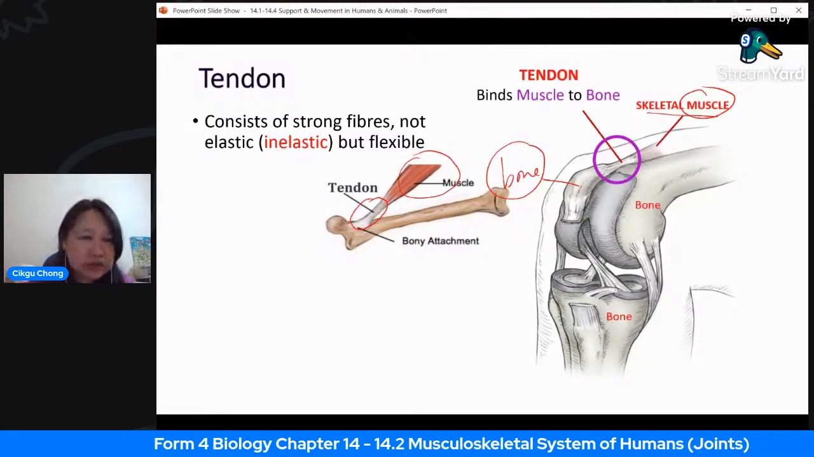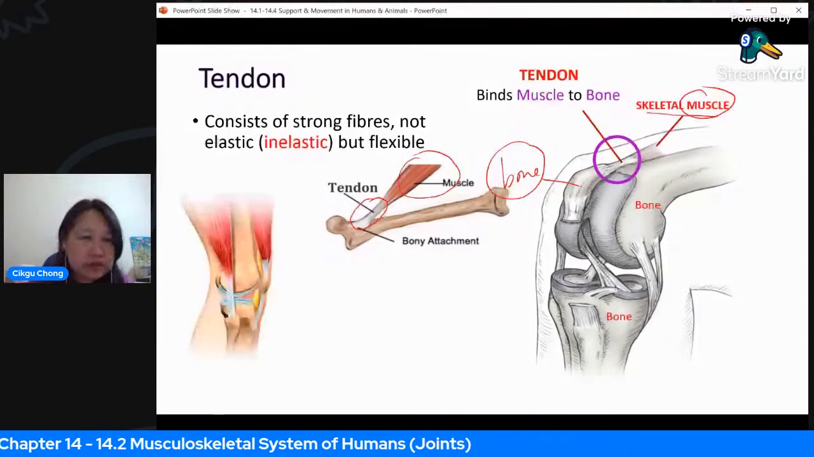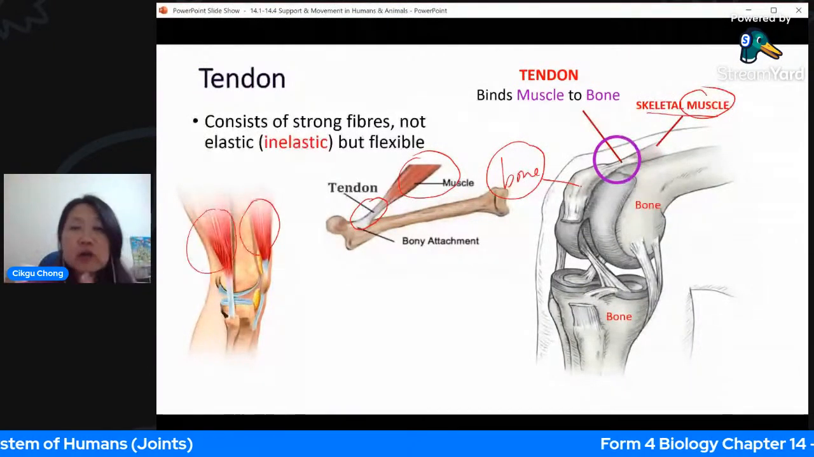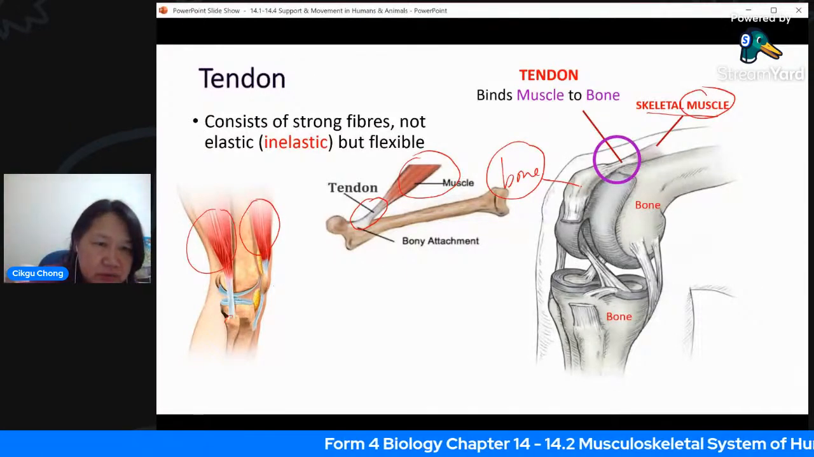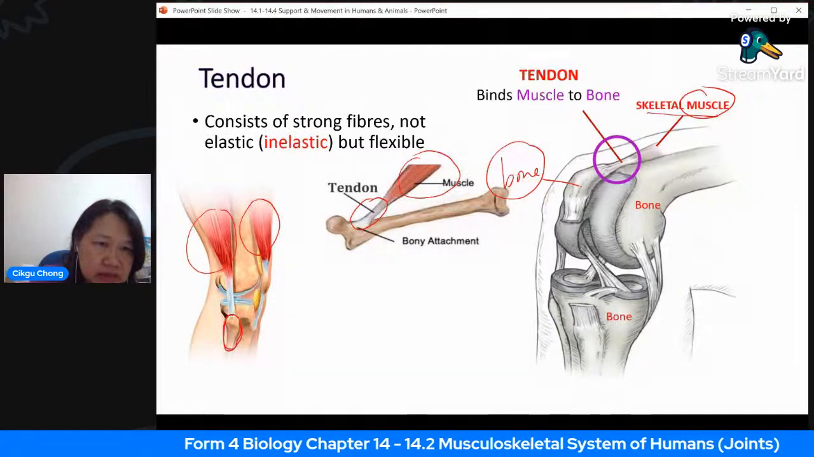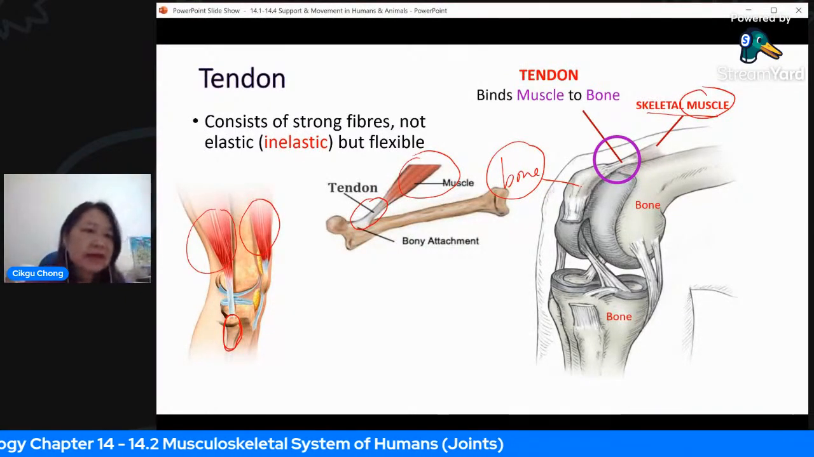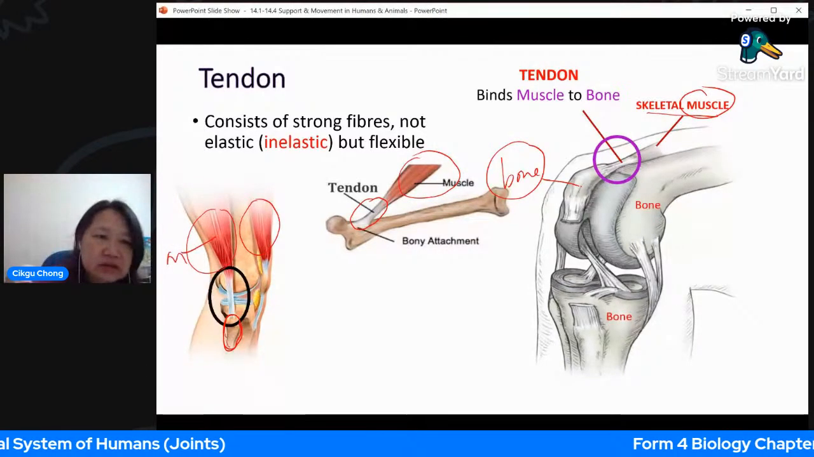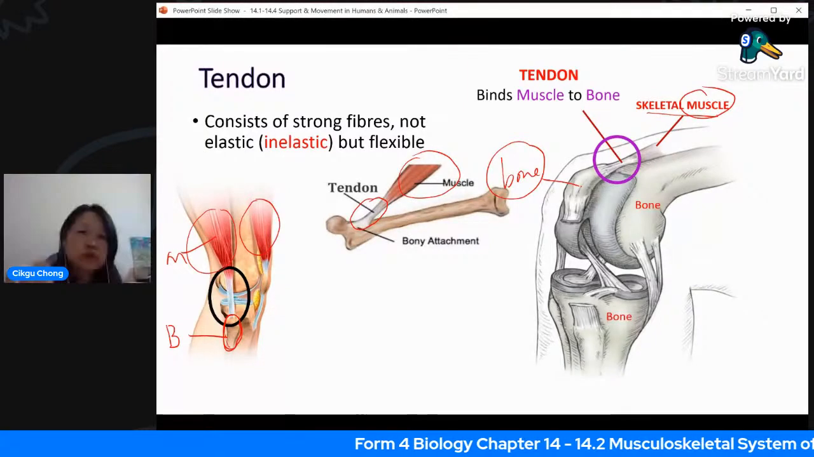Here's another one. Identify where's the tendon. First of all, look at the muscle. Muscle is the red part here. And locate where's the bone. Now the bone is this piece here. This is the muscle. So your tendon must be there, the black color circle there. So your muscle is here, your bone is here, your tendon is in between there. Okay, can you see that?